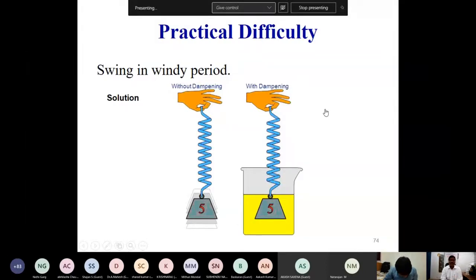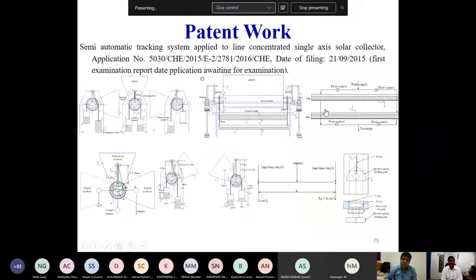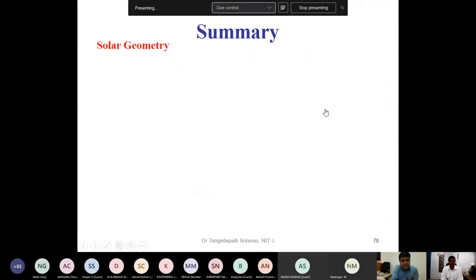See, without damping, how the vibrations are coming. After damping, that means with oil or some hydraulic system, there are not many vibrations observed in the second case. All these designs have been applied for a patent and are currently waiting for examination. Our main claim in this patent is the mechanism, not the collector or other elements. The main element is a mechanism, that is, mechanical devices.